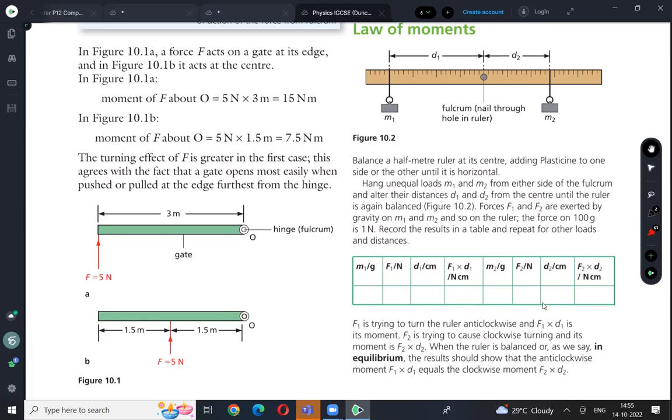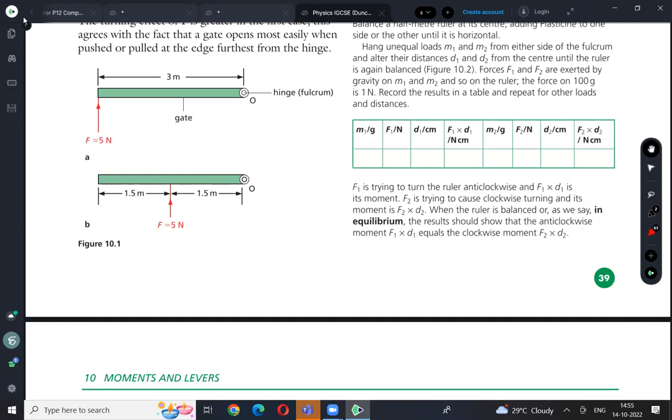Okay, then. Now see, in the next case, the force is applied in the midway. Midway means 1.5 this side, 1.5 the other side. That means you are applying the force in the middle of the 3 meter distance. Now, how can you find the moment? It's 5 newtons times 1.5.